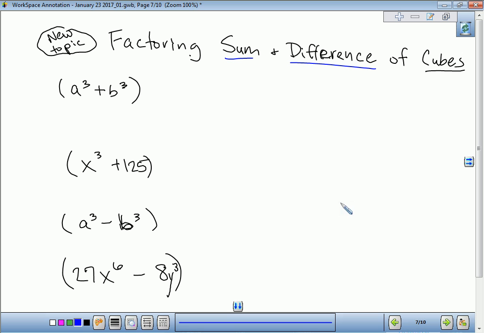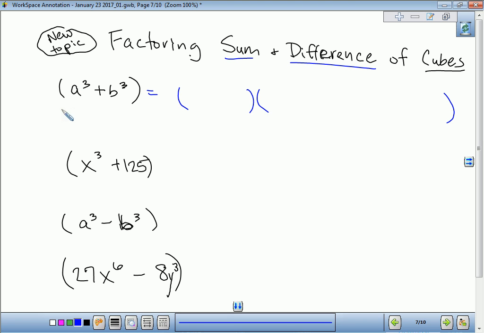With squares, only a difference of squares will factor. But with cubes, we can factor both a sum and a difference. And I'm going to show you how. This is a process that we just learned. I'm going to prove to you that it works, but I'm not going to make you write down all the work that proves it.